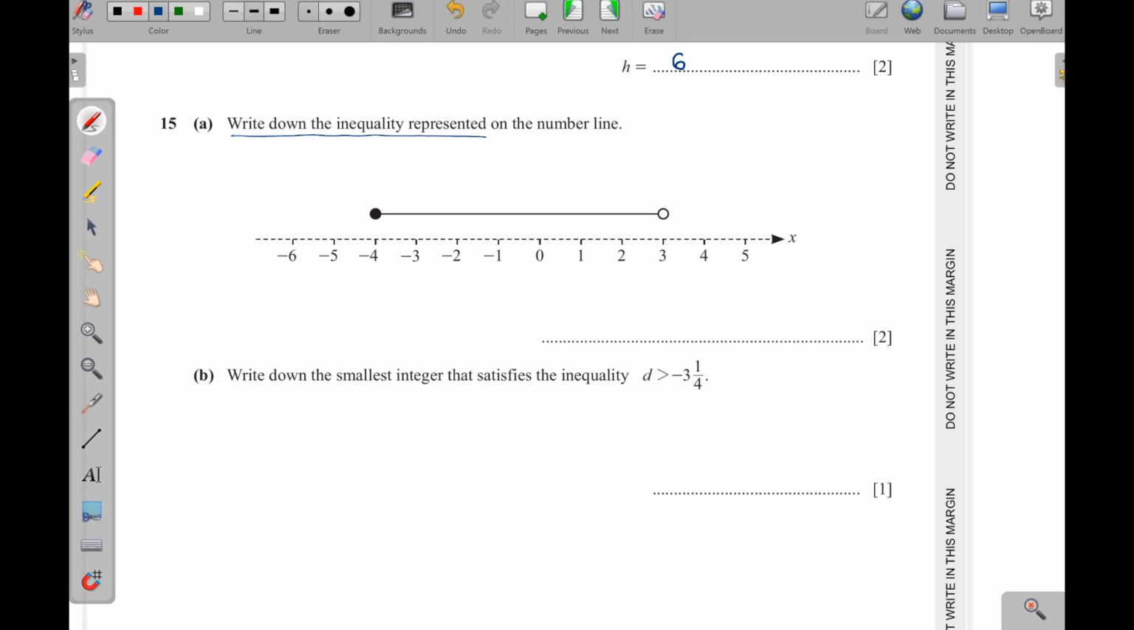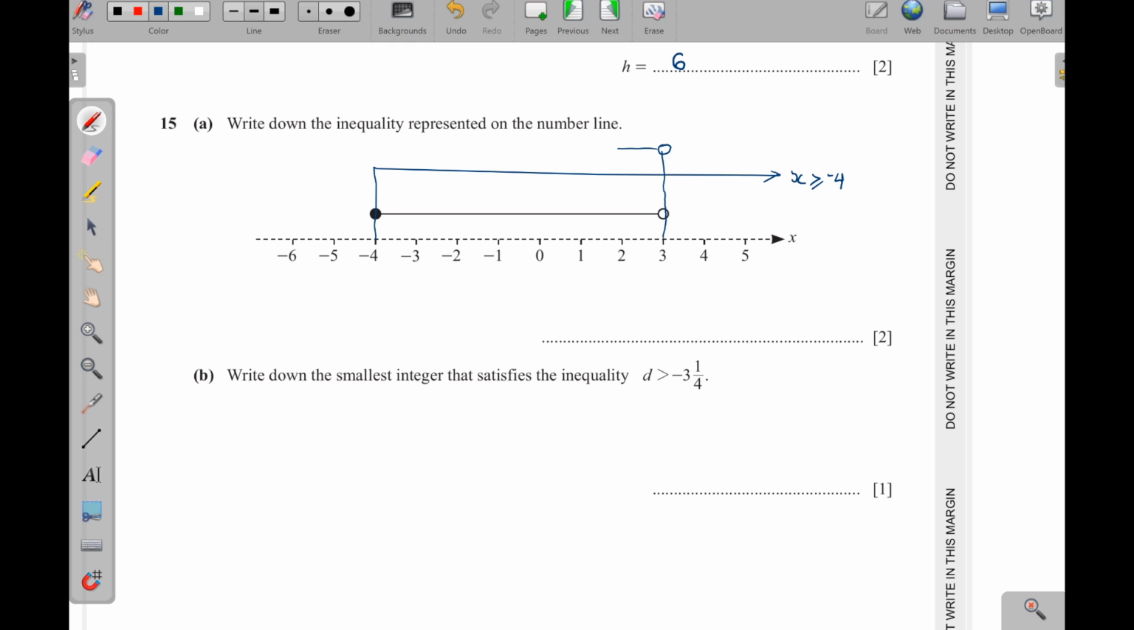Question 15 part A. Write down the inequality represented on the number line. So here negative 4 is included. Now we have something like this. This one goes this side, which is the same as what? X greater than or equal to negative 4. So this one, when it is shaded, it means that this number is included. And then we also have this one here.